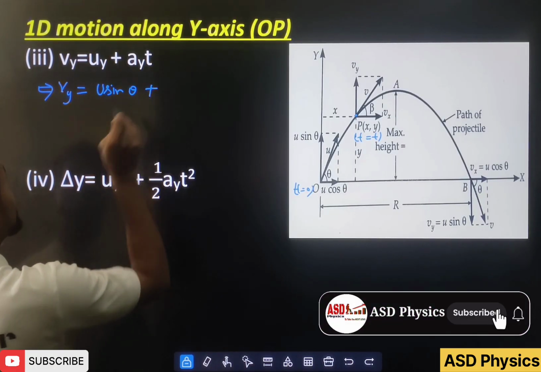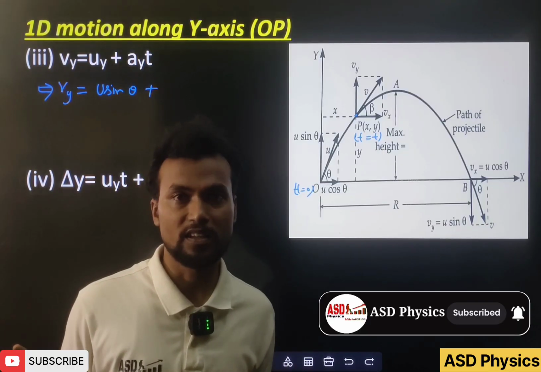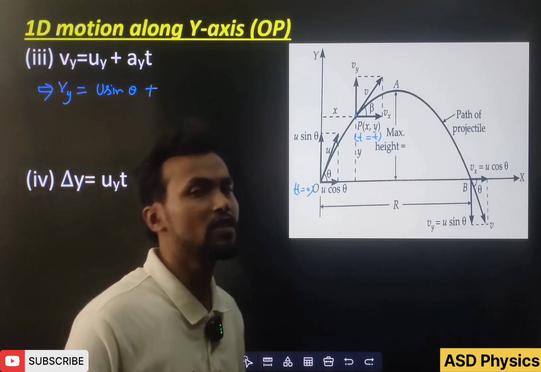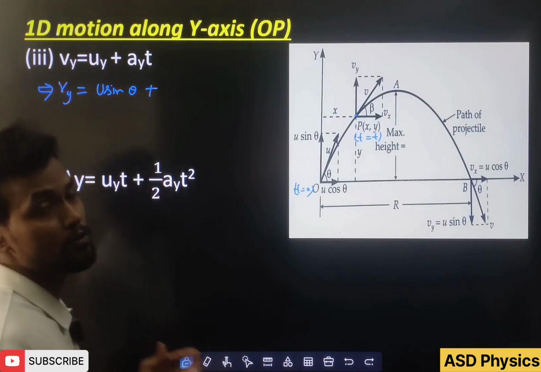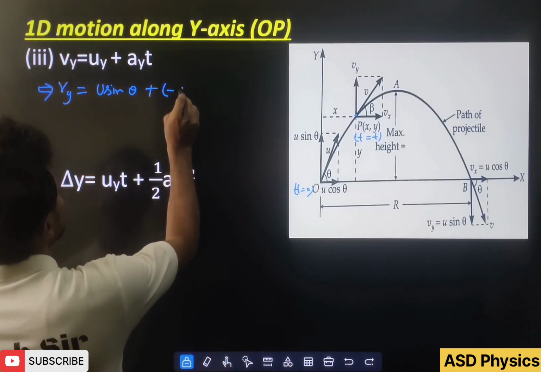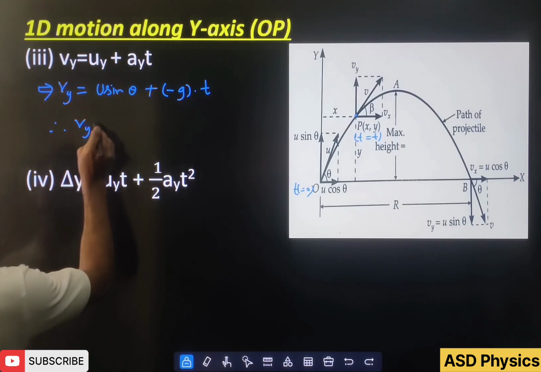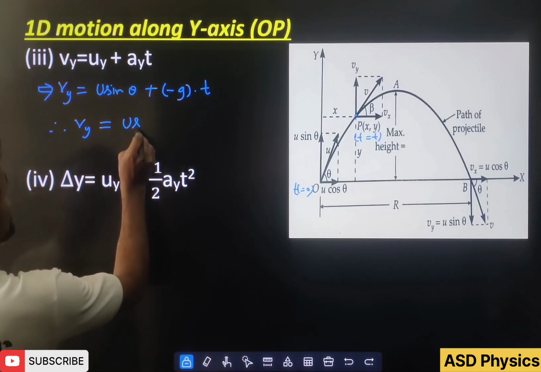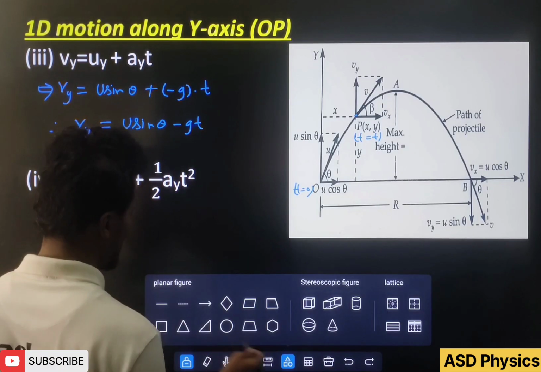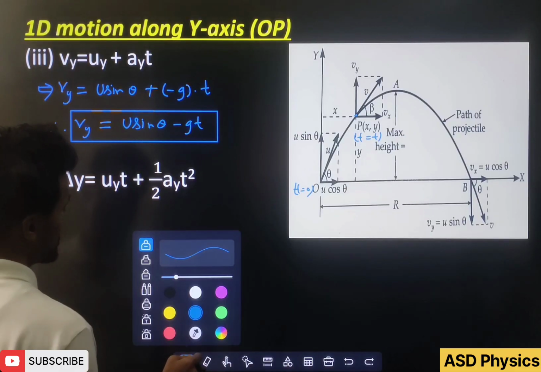Whenever we analyze the vertical component, we ignore the horizontal component, and when we analyze the horizontal component, we ignore the vertical component. This is called the principle of superposition. And what is ay? Ay I have told you, minus g into t. So the equation forming is Vy equal to u sin theta minus gt. This is our third equation. That's why I am putting it in a box, important.